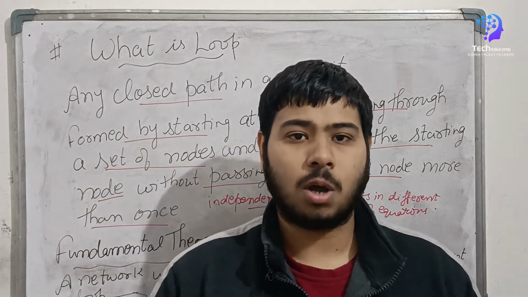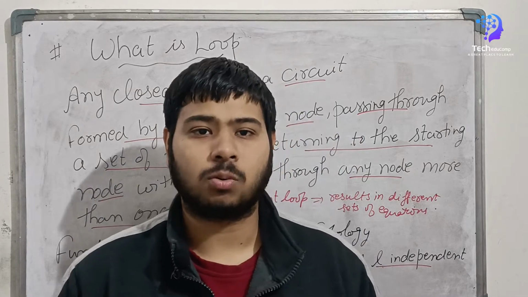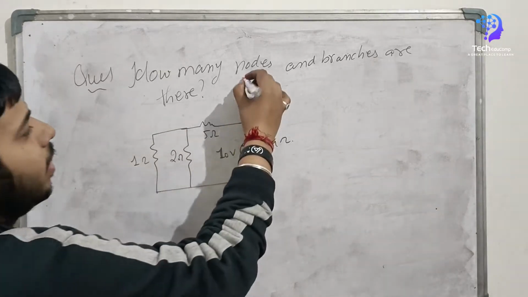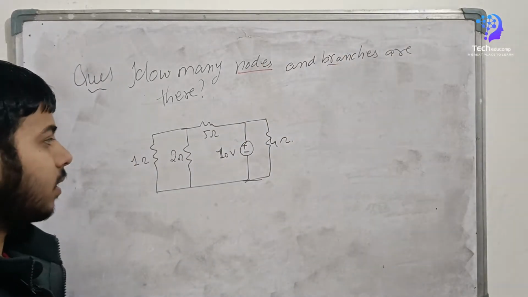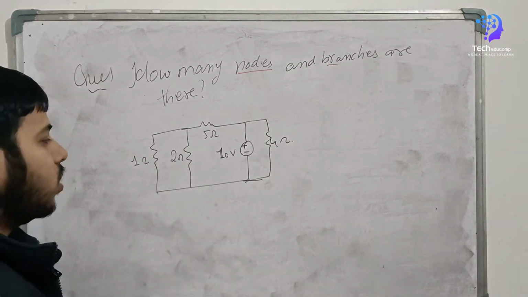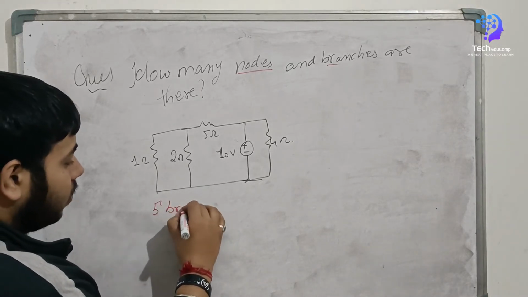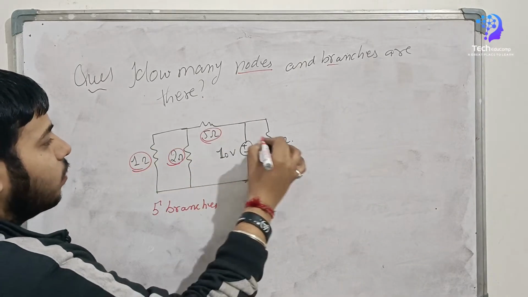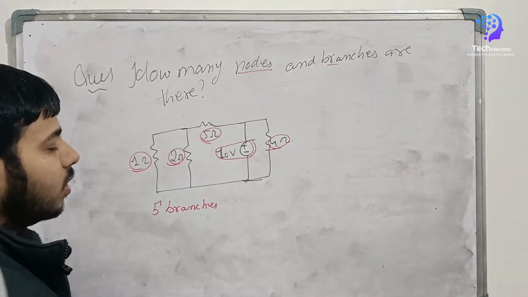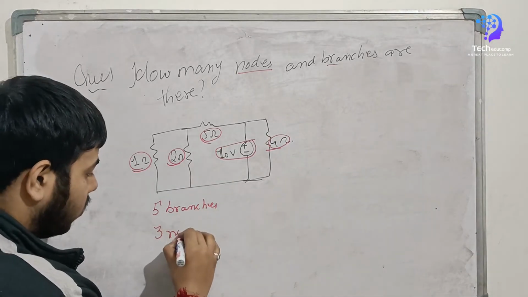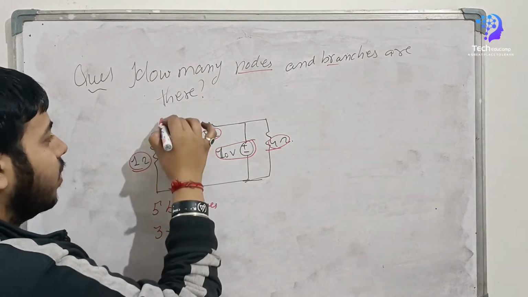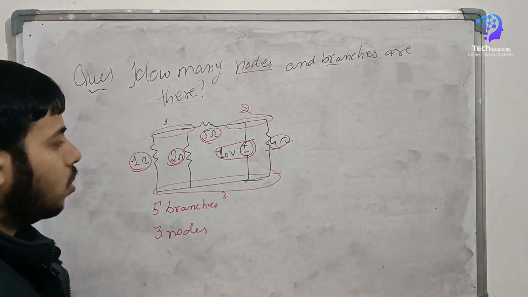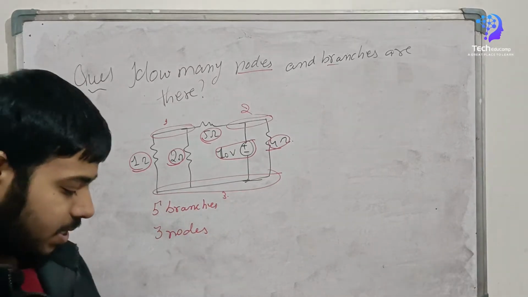Let's try and solve one small question based on today's topic. We have a circuit, and we have to determine how many nodes and how many branches are there in this circuit. This is a very simple question. We have 5 branches: 1 ohm, 2 ohm, 5 ohm, 4 ohm and the 10 volt source, and 3 nodes. This is the first, this is the second and this is the third node. So this was the answer.